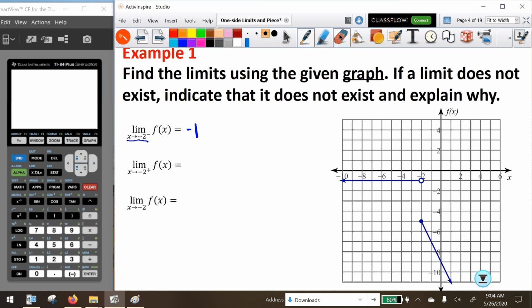How does the function behave as x approaches -2 from the right side? So now we're coming along. We're approaching -2. We're at 0, -1, getting closer to -2. Looks like this function is getting close to the output value of -5 if you trace it back to the y-axis. So this is approaching -5 as we approach x equal to -2 from the right side. So are these two left and right hand limits equal? No, they're not. So therefore, the limit as x approaches -2, the ordinary limit, does not exist.